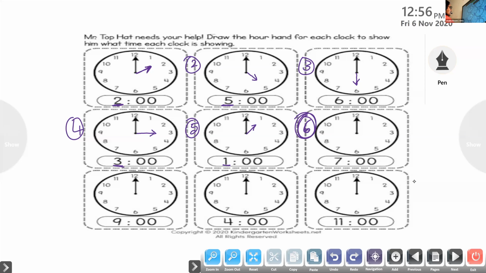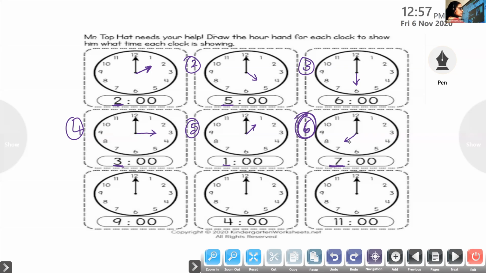Sriveni, in the 6th one. Yes, Sriveni? 7 o'clock. Yes. Good. The time is given here. That's why I underlined it, to show you. I underlined the 7, number 7. This is the time given. The time is given as 7. So already the long hand is drawn to 12. You have to draw the short hand that should be on 7 because the question is 7 o'clock.